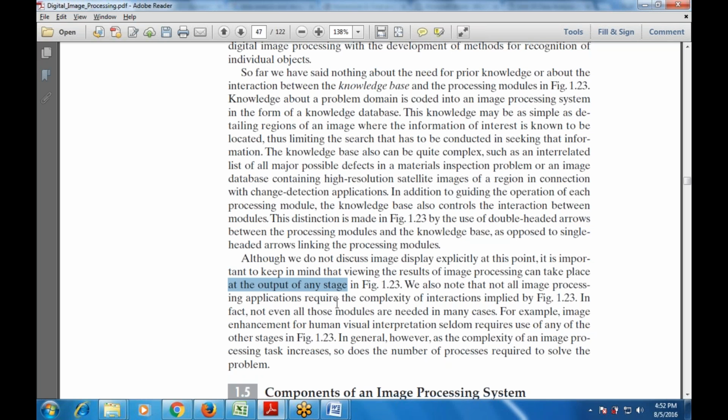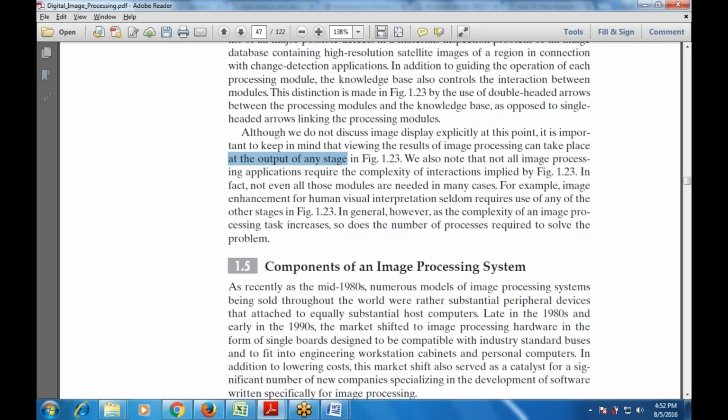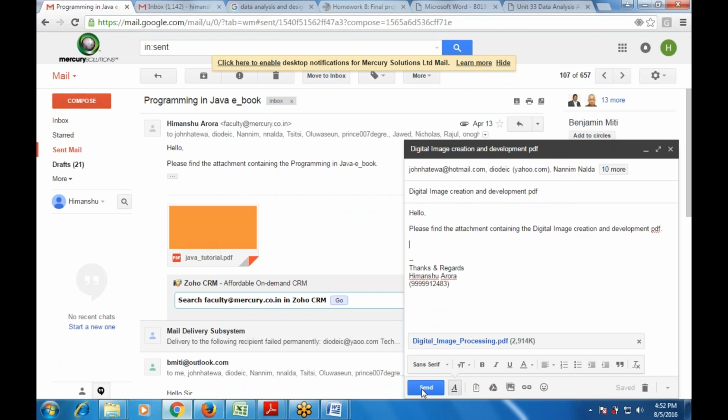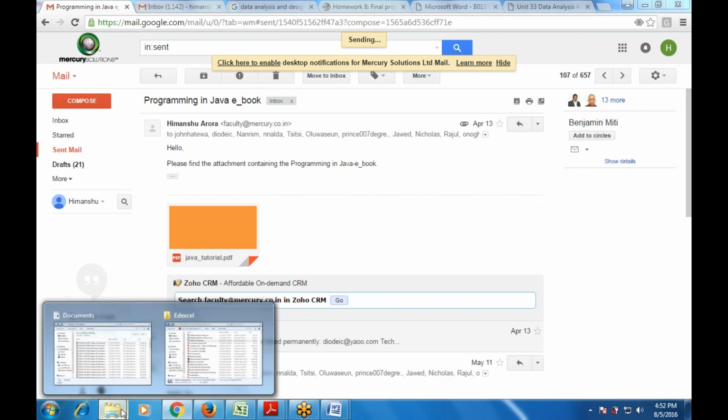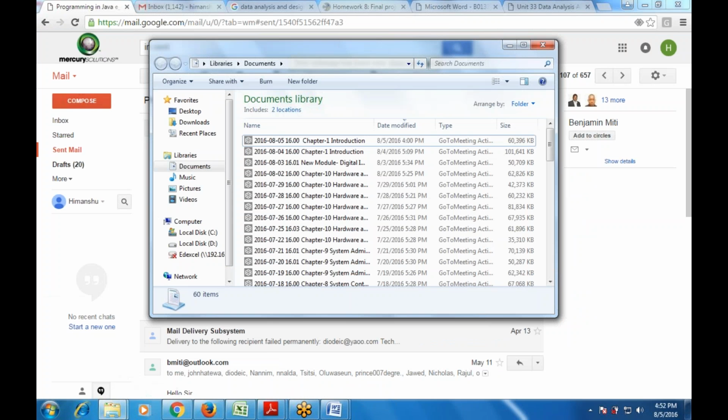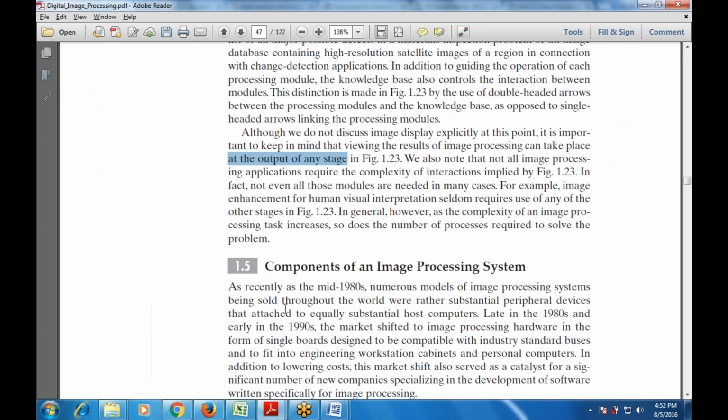The next topic is the components of an image processing system. What are the various components of an image processing system? As recently as the mid 1980s, numerous models of image processing systems were sold throughout the world that used peripheral devices. My question is, what are the various peripheral devices that are used, and why are we using them? What is the advantage of using peripheral devices?